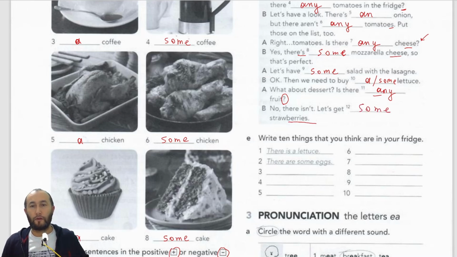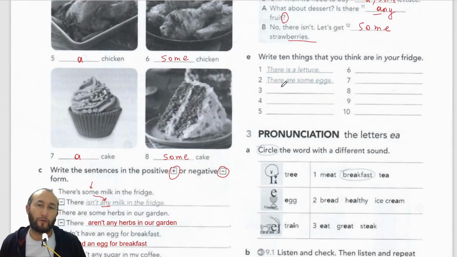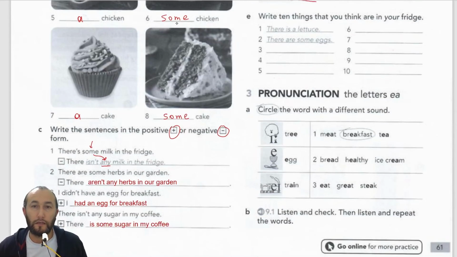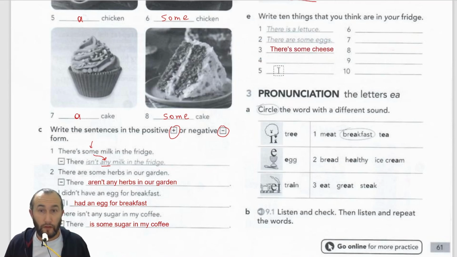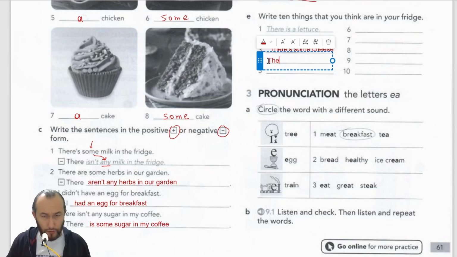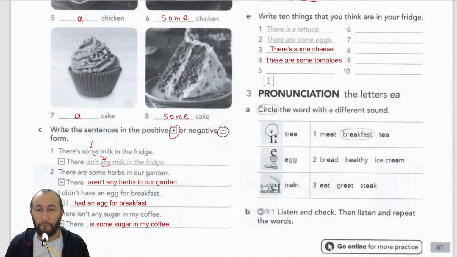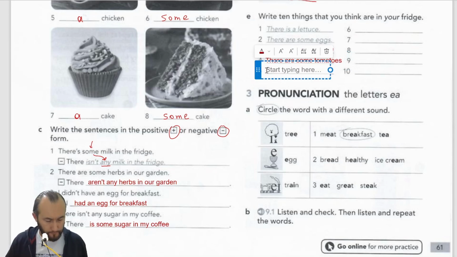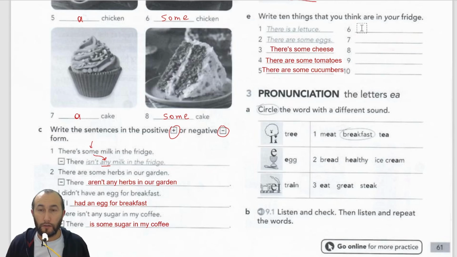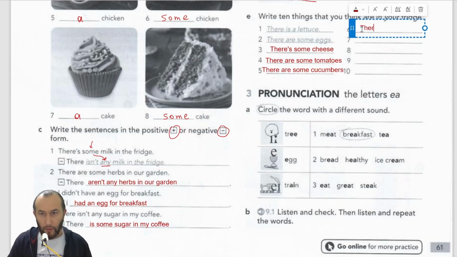That's it. Now we're moving to exercise E. Write 10 things that you think are in your fridge. Okay. So there's a lettuce. There are some eggs. And I think there is some cheese, I believe. There are some tomatoes. Okay. And cucumber. There are some cucumbers. And yesterday I bought strawberries. So there are some strawberries.